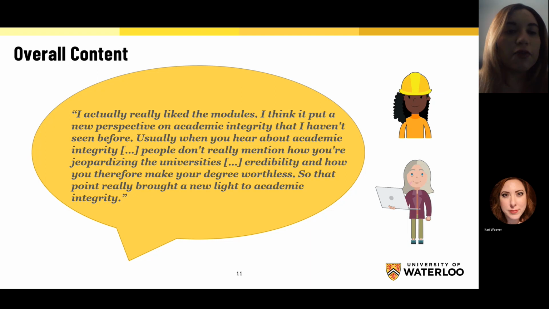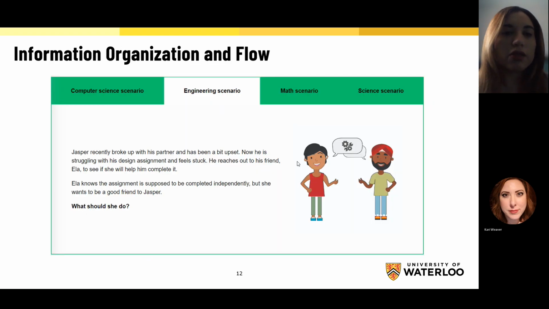For the next theme, students talked about information organization and flow. When talking about how the information is organized in the modules, students mentioned that the modules are well organized and the information is easy to digest and understand. One example that they highlighted was the use of bullet points as a simpler way to follow and comprehend the content.